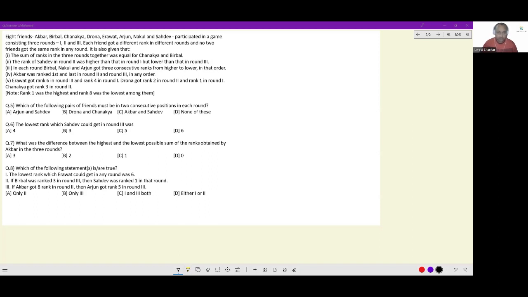So we have 8 friends that are participating in a game consisting of 3 rounds, and each friend got a different rank in different rounds, and no 2 friends got the same rank. So we'll have to create a table of 3 by 8.